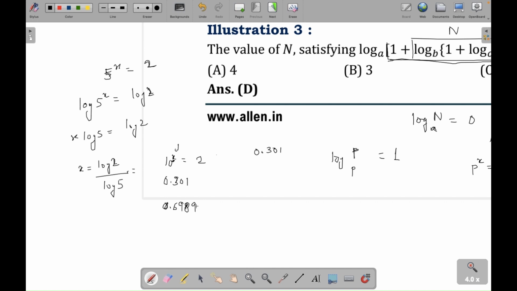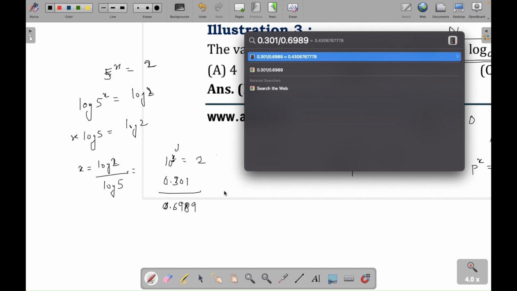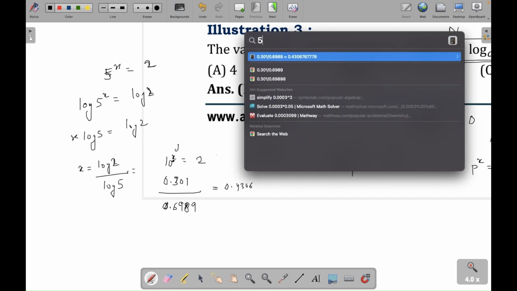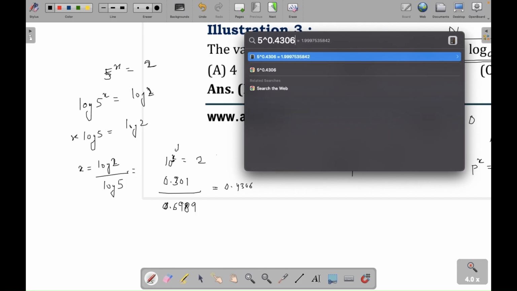Is this clear, Puneet? Yes. Okay. So then what is the value of 0.301 upon 0.6989? It is 0.4306. Now we'll just check whether 5 to the power 0.4306 is equal to 2. See, you are getting 1.9999 again.